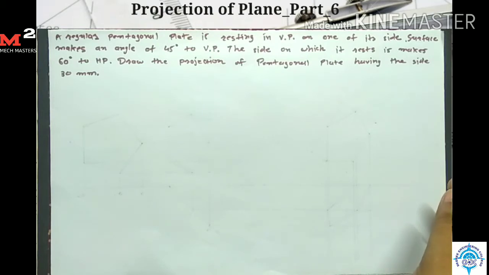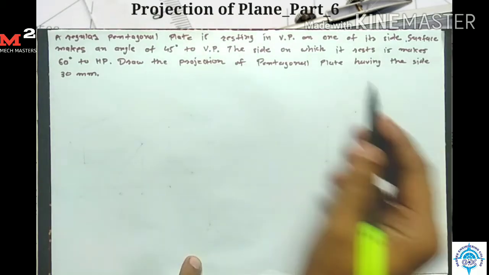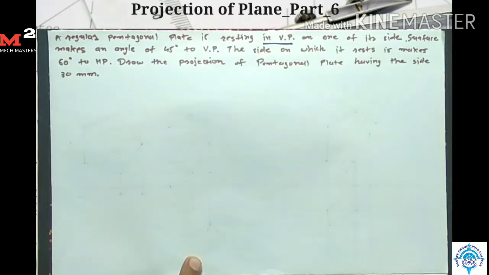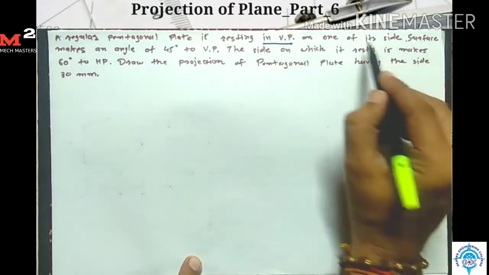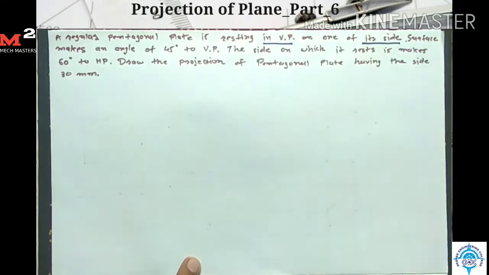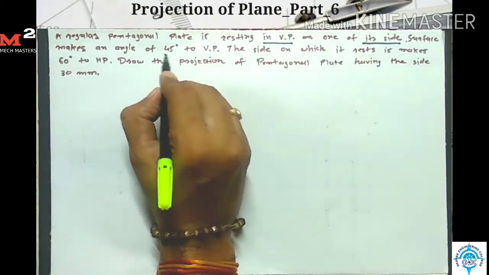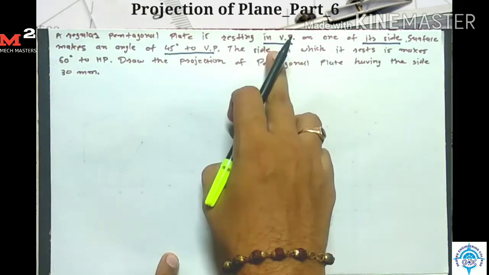In the question, it is given that a regular pentagon plate is resting in VP on one of its sides. The surface makes an angle of 45 degrees to the VP. Here the angle is given as 45 degrees to the VP. Here the plane is resting in VP.